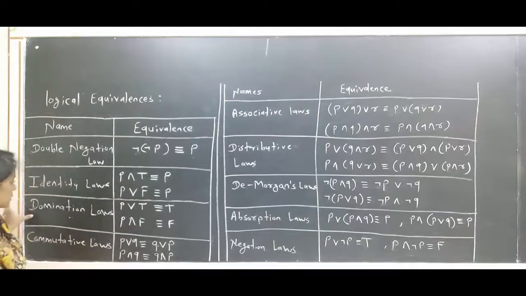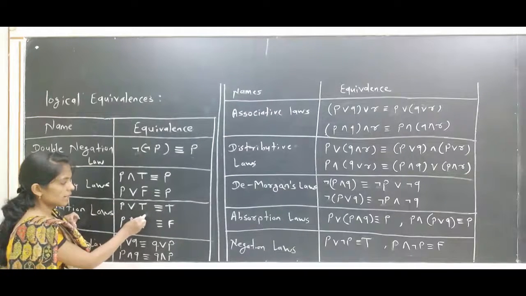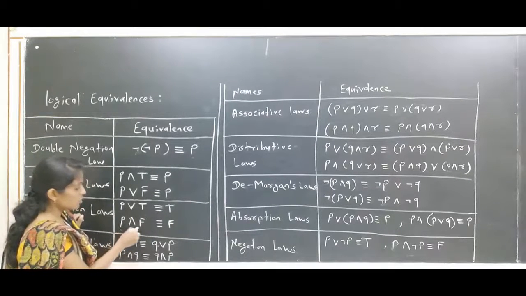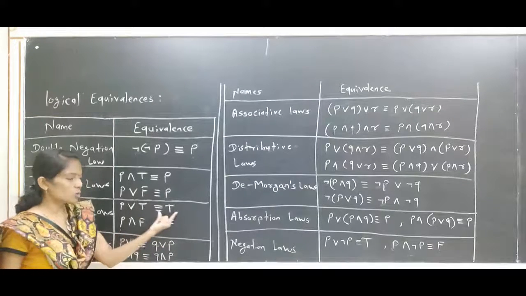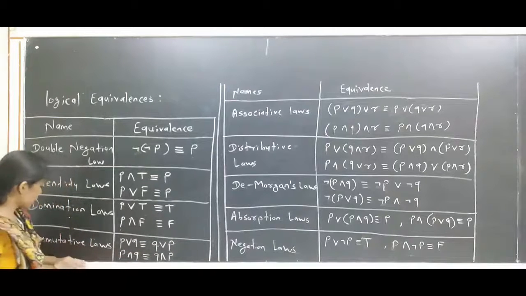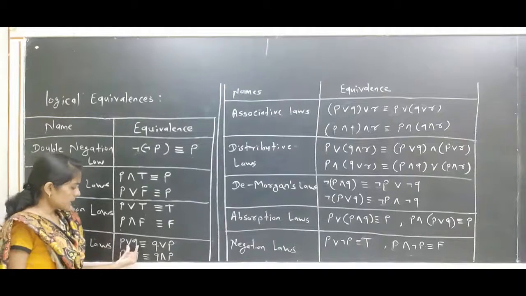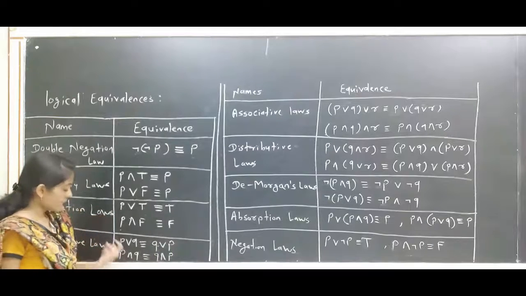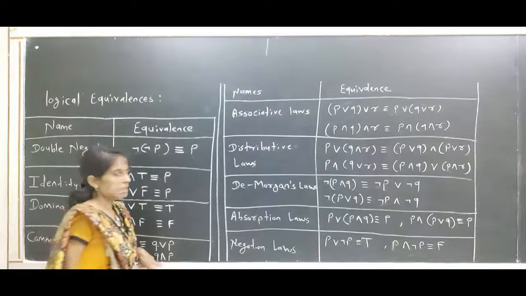Okay, now next, domination laws. First law: P disjunction T is equivalent to T, and second, P conjunction F is equivalent to F. Again here T denotes true value and F denotes false value. Then next law, commutative law. We all know the commutative law. P disjunction Q is equivalent to Q disjunction P, and second, P conjunction Q is equivalent to Q conjunction P.